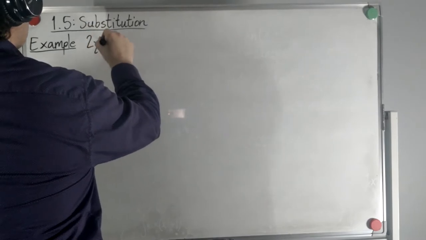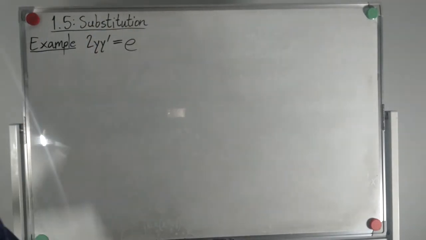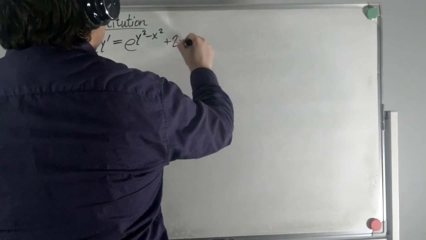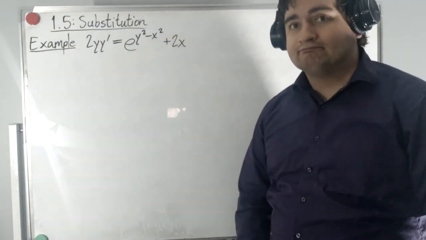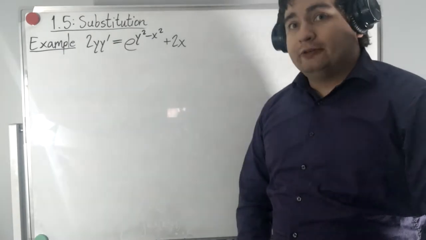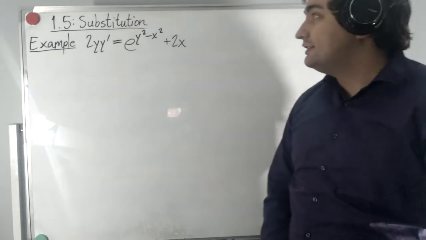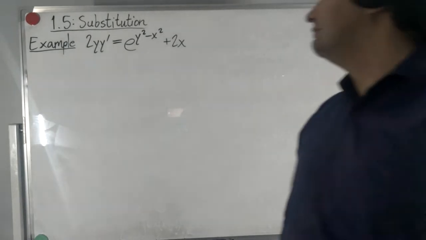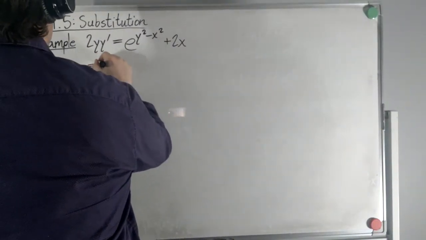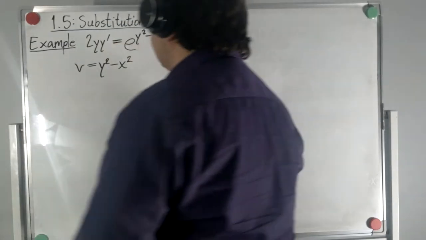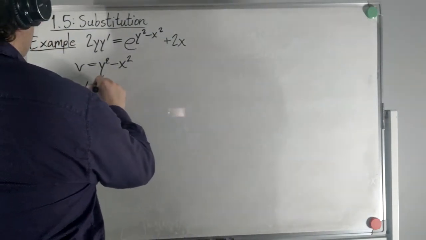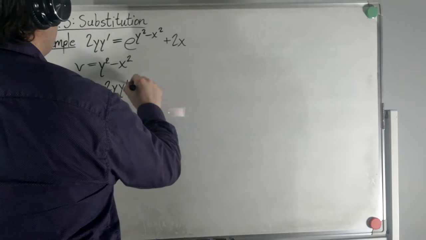This one is 2y y prime equals e raised to the y squared minus x squared plus 2x. Well, that's a pretty tough one, right? It's certainly not linear, and it's certainly not separable. So we're going to have to make some kind of substitution. For this one, I'm going to choose V equals y squared minus x squared. If you do that, then V prime becomes 2y y prime minus 2x.